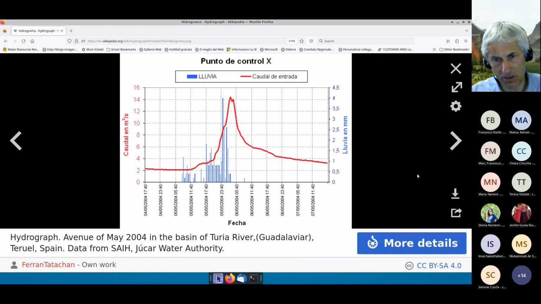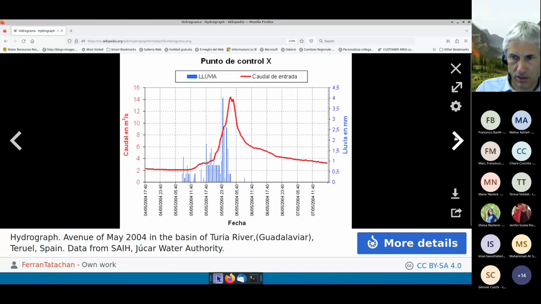You see here it's in Spanish, but you have in blue the rainfall, and in red the river flow. Caudal is river flow in Spanish, and lluvia is rainfall. Probably you know Spanish better than me. I just know a couple of words. And then there is the time in the horizontal axis. You see that there are two scales, one for the river flow and one for the rainfall. The rainfall is given in millimeters. There is always this problem of unit conversion. And you see the river flow here is given in cubic meters per second, which is the usual unit that we use for rivers.